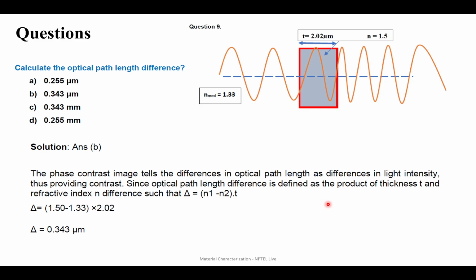So that is correct. The answer would be 0.343 micron. So just like last time, the path length difference delta would be n1 minus n2 into t. So this time thickness is 2.02 microns. So you do 1.5 minus 1.33 into 2.02 micron, and you will get delta equals 0.343 microns.